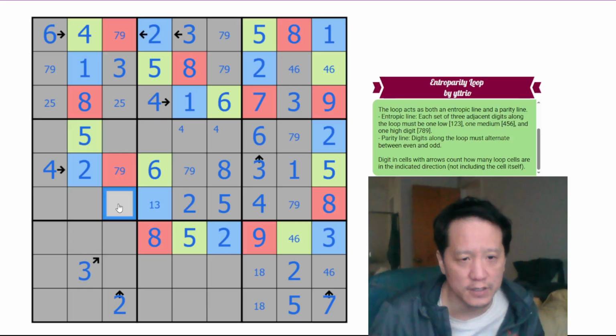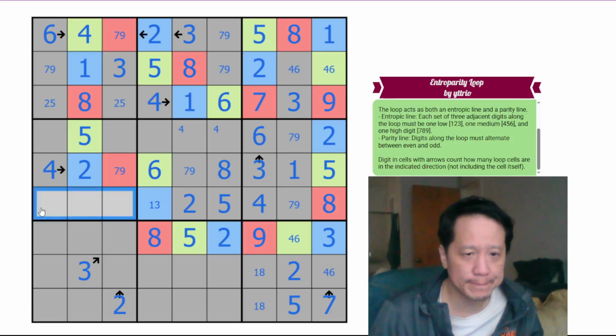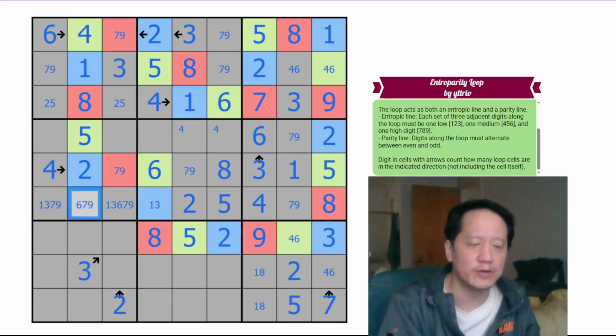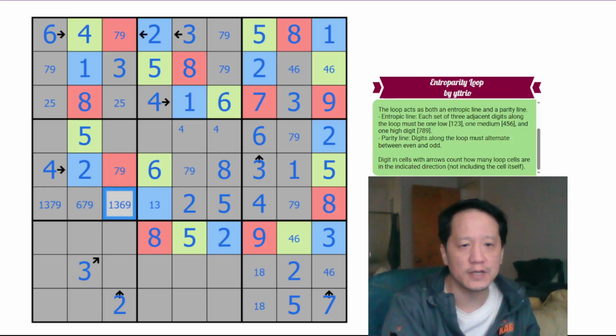Remaining digits in row 6. We have 1, 3, 6, 7, and 9. So 6 cannot be here. This can't be 1, 3. This can't be 7, 9 because of the 7, 9 pair, and it can't be 3 because of 3 in the column.